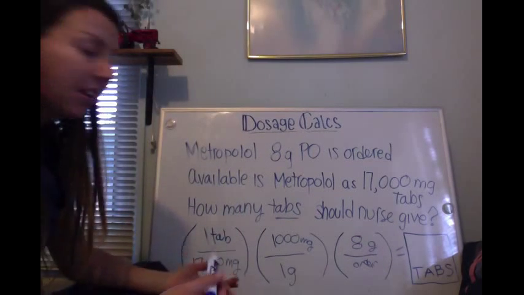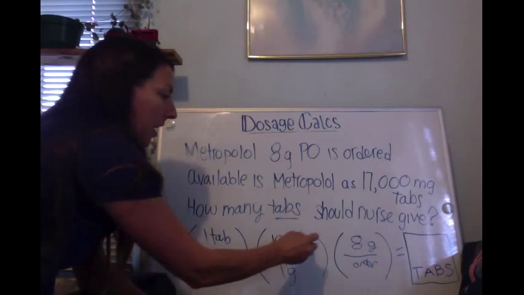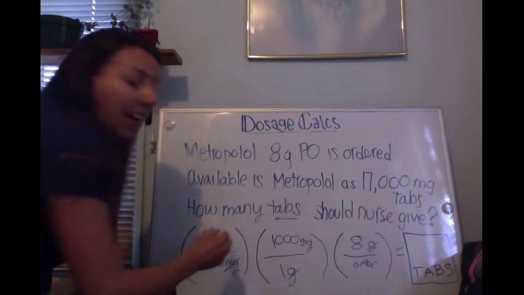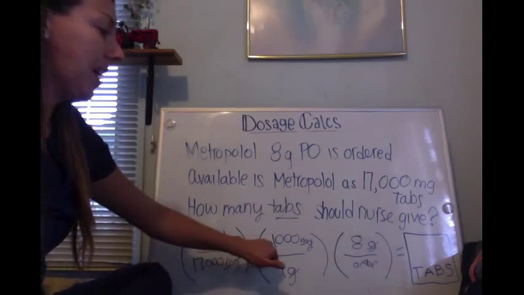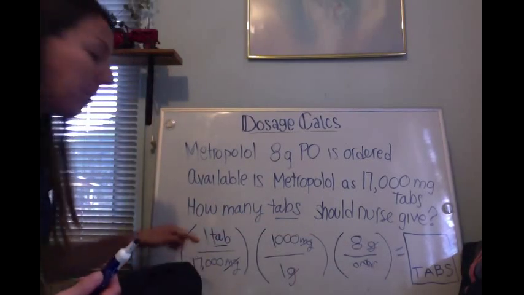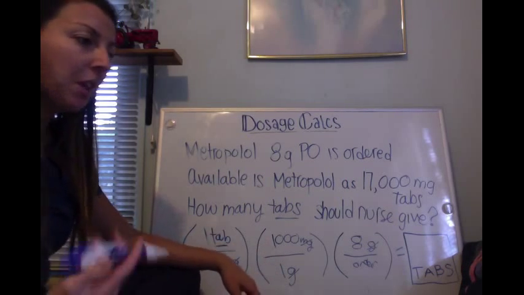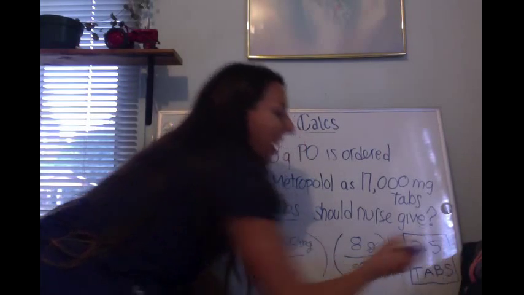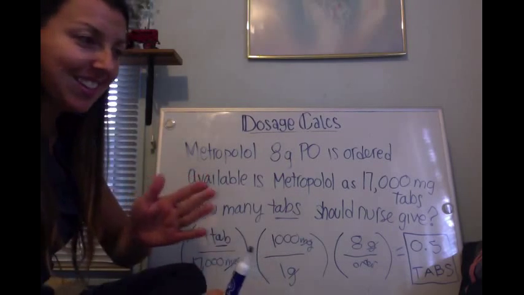So if we go along the lines of crossing out our units, we have milligrams to milligrams, grams to grams. I'm left with knowing that we're going to find out how many tablets. So if we go 1 times 1,000 times 8, which is 8,000, and we divide that by 17,000 times 1, we come out with 0.5 tablets. I always like to square my answer so that I know that that's it and that's the end of it.